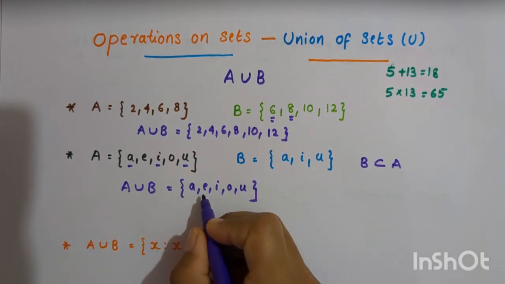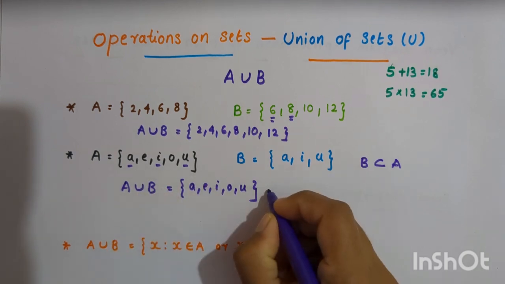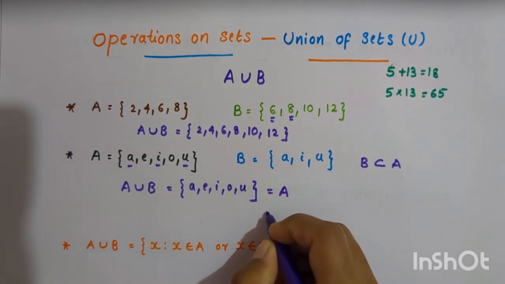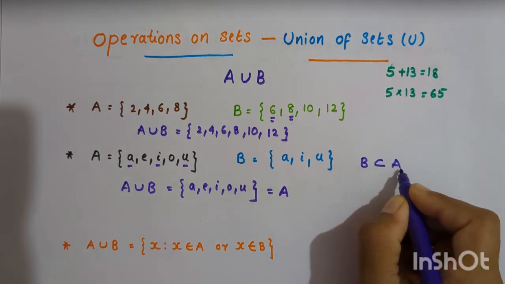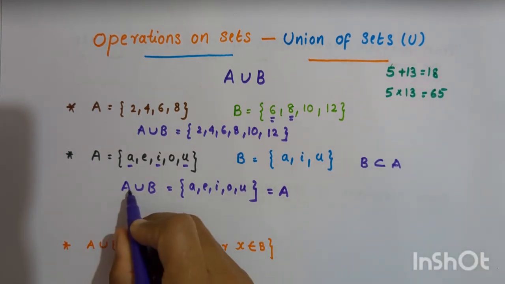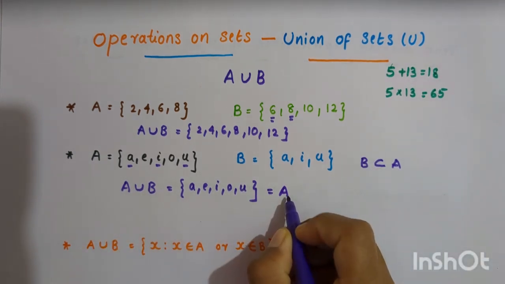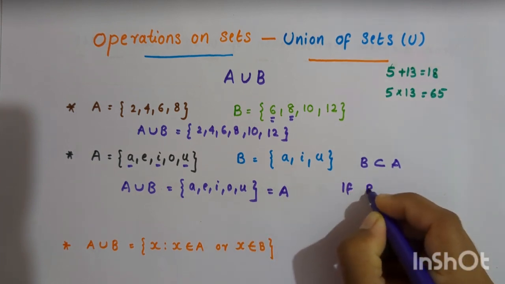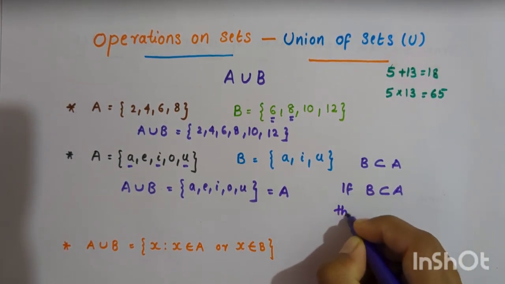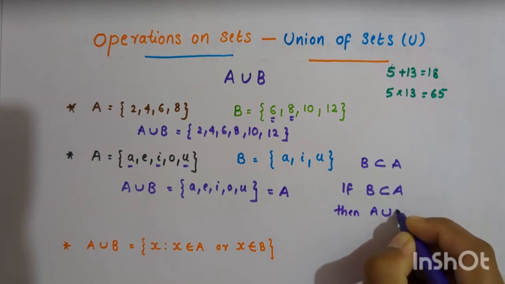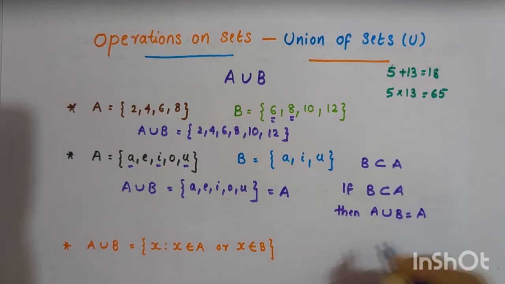And you see, this set is actually equal to the set A, no? So, this is actually set A. That is, if B is a subset of A, then A union B will be equal to A.